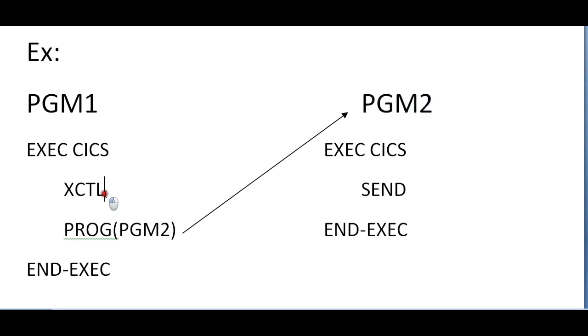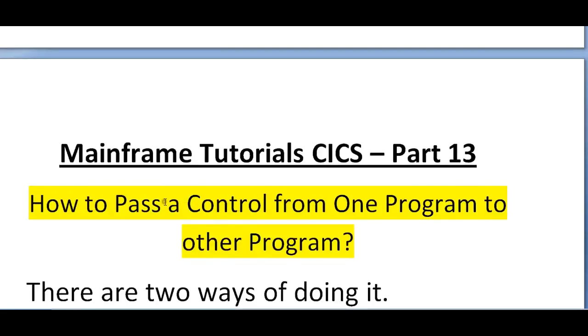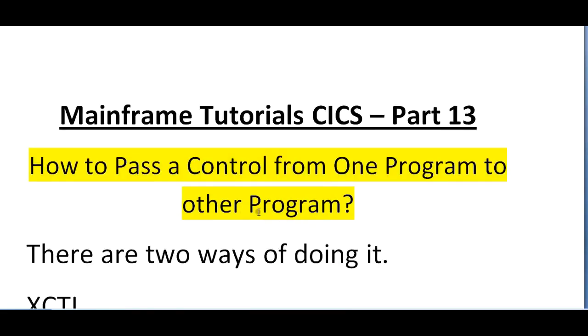So whenever it encounters XCTL from program 1 to program 2, it directly jumps to that particular program, and whatever the activity or step happens there, it will try to execute those things. So in this scenario, it is trying to send a map which has a list of menu items. Based on the activity performed, it is going to take the particular action. So this is about the XCTL. This is one of the ways to pass a control from one program to another program.